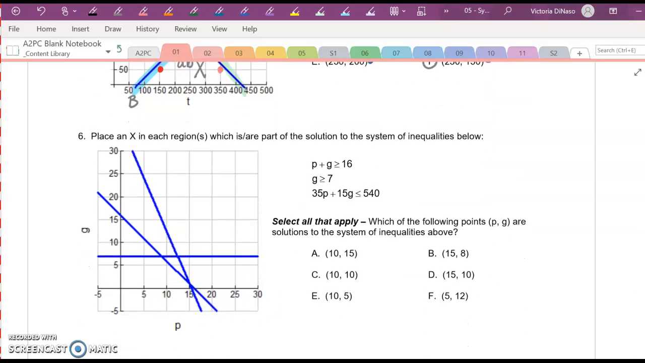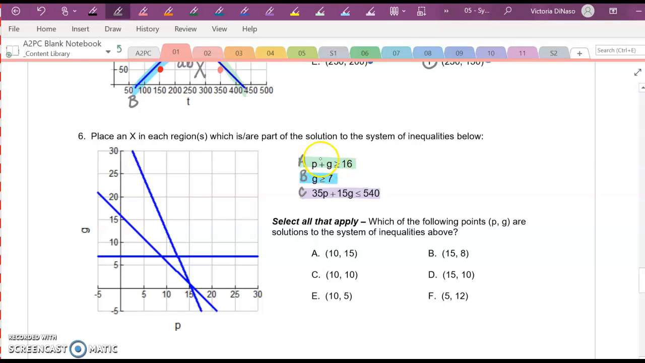So in number 6 we have 3 lines, so I'm going to call this A, B, and C. For A, B, and C, we need to figure out which region all 3 of them share. And there's only one region that all 3 of them share. Before we can do that, let's figure out our lines.